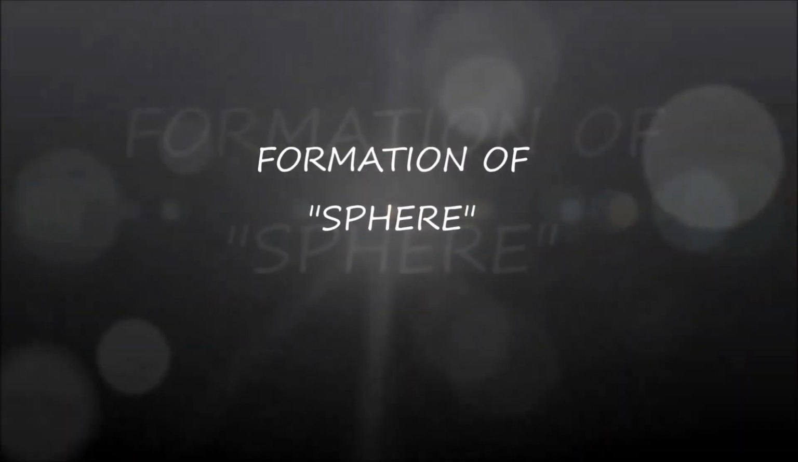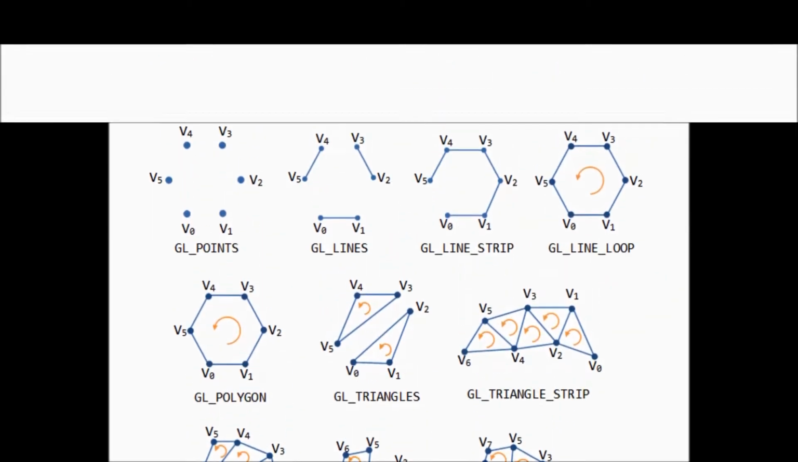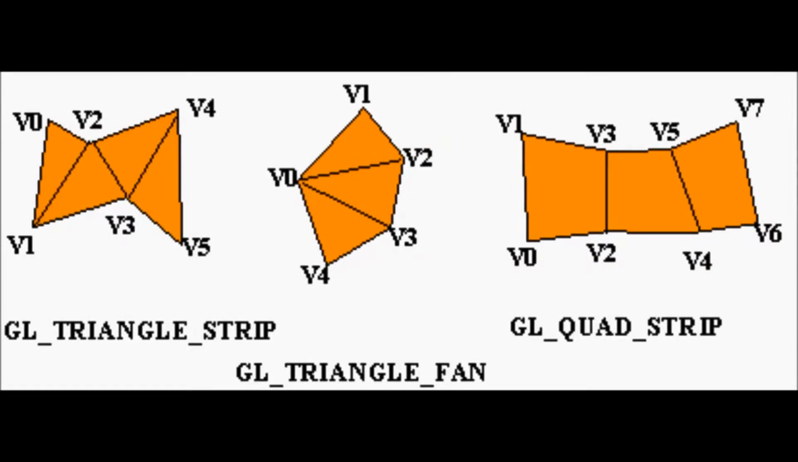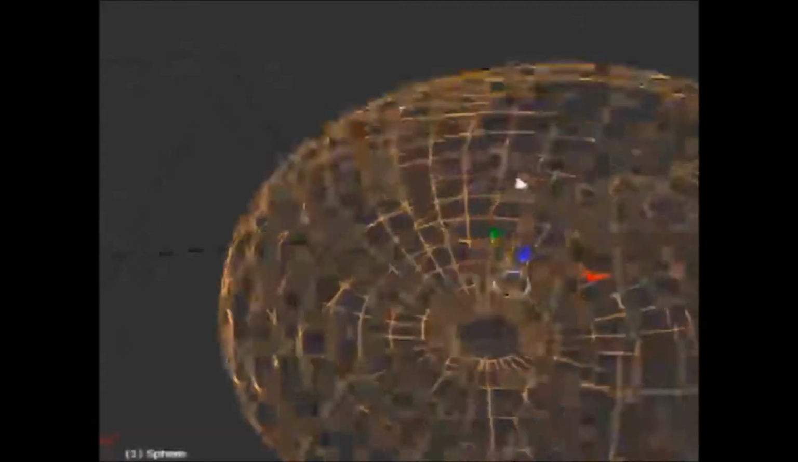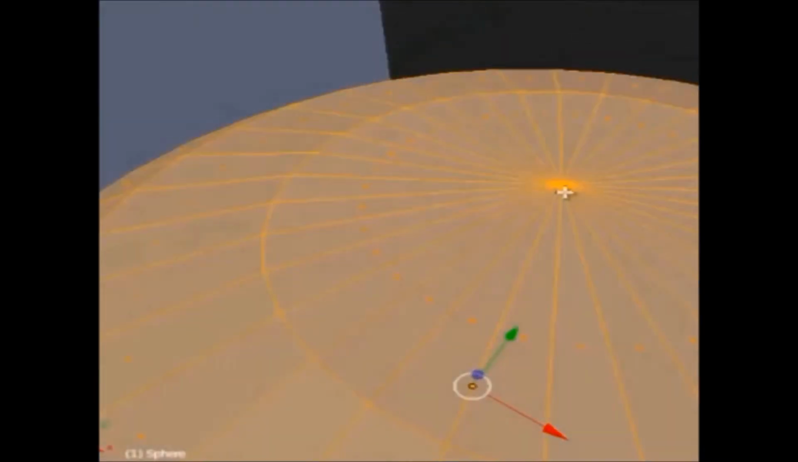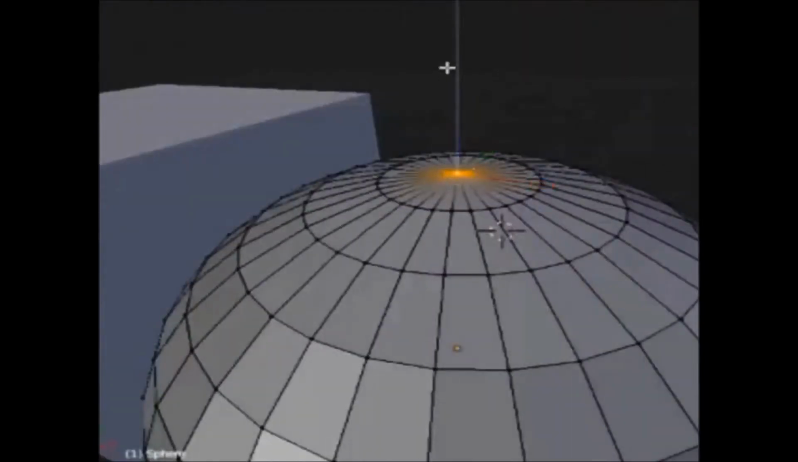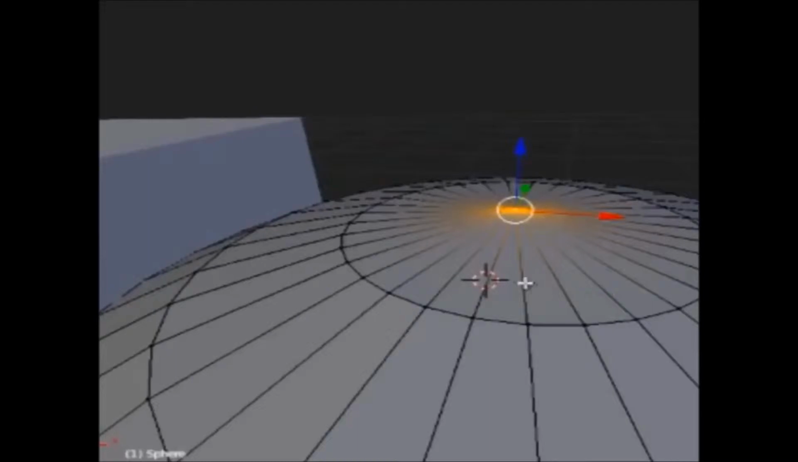Now we will see the formation of sphere. Using the basic primitive functions, that is points, lines and polygons, we form triangular fans and quadrilateral strips. Here we can see the sphere that is composed of quadrilateral strips, and for the formation of poles we use the triangular fans as shown. Now here we can see the whole sphere composed of quadrilateral strips and the triangular fans, the poles.